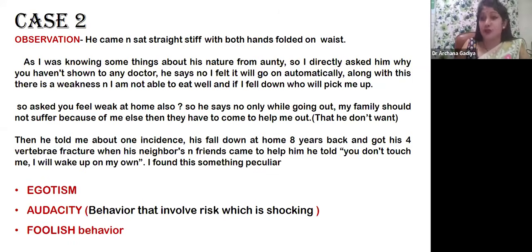This is a kind of foolish behavior. Someone is coming to help you, you are not able to get up from the floor, and you are having four fractures in your vertebrae. Still you are telling that person, no, you sit here, I can get up on my own. So this is the audacity and foolish behavior. What is audacity? Audacity is a behavior that involves a lot of risk, and it makes the other person go into shock. How can you see this? How can you do this?